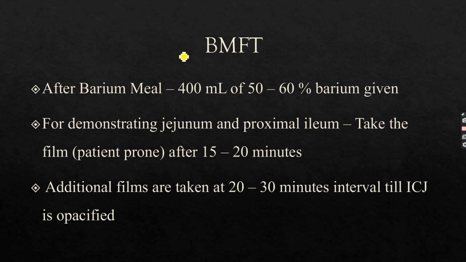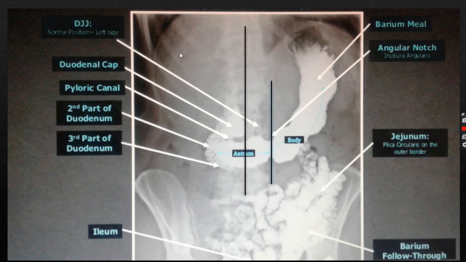If we want to demonstrate the lower half also, then additional films are taken at 20 to 30 minute intervals till the ileocecal junction is opacified, till the barium reaches the ileocecal junction. We can take the additional films every 20 to 30 minutes in BMFT. And this is a better picture here.